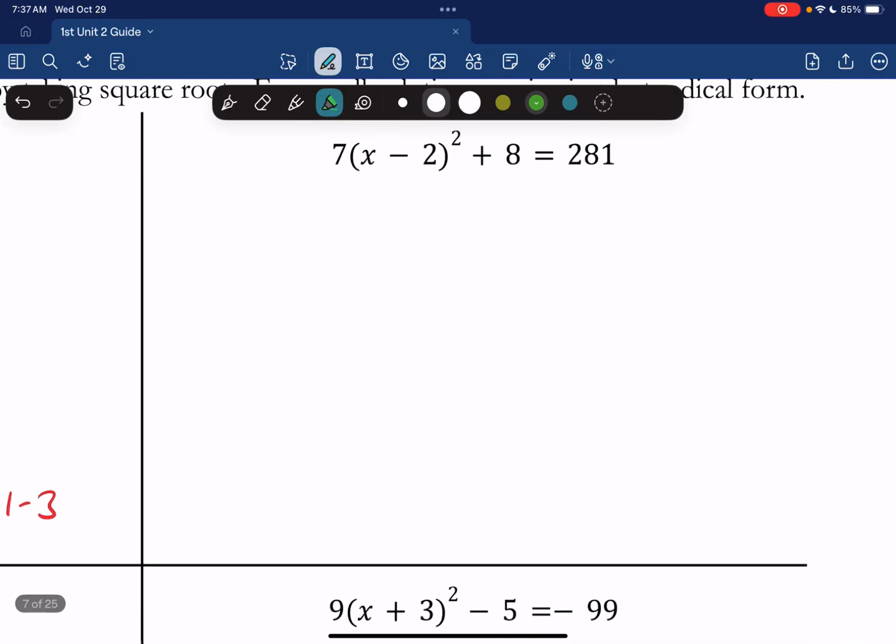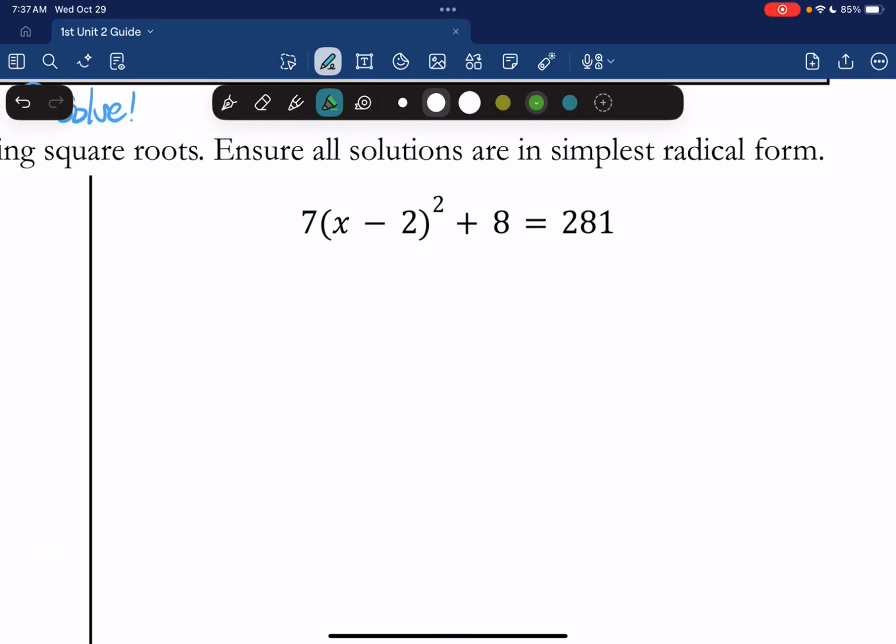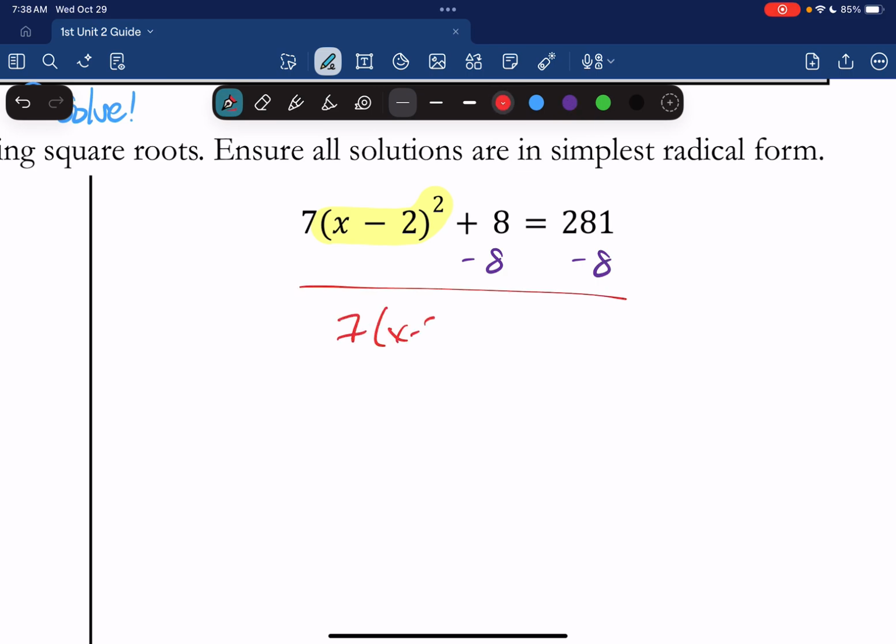All right, so next one. So I got 7 times (x minus 2) squared plus 8 is equal to 281. So I'm going to start, again, by getting this squared term alone. So the first thing I need to do is subtract 8 from both sides. So I subtract 8, this gets me 7 times (x minus 2) squared is equal to 273.